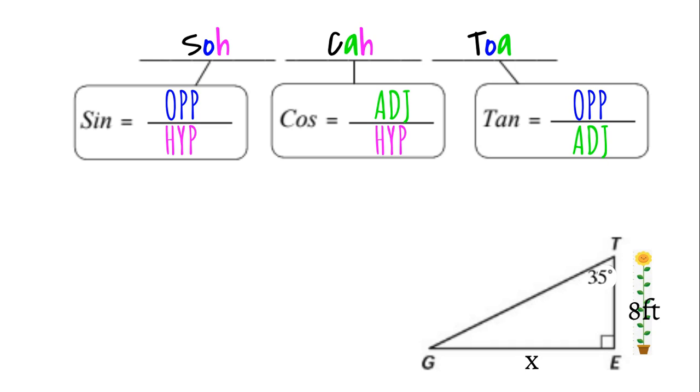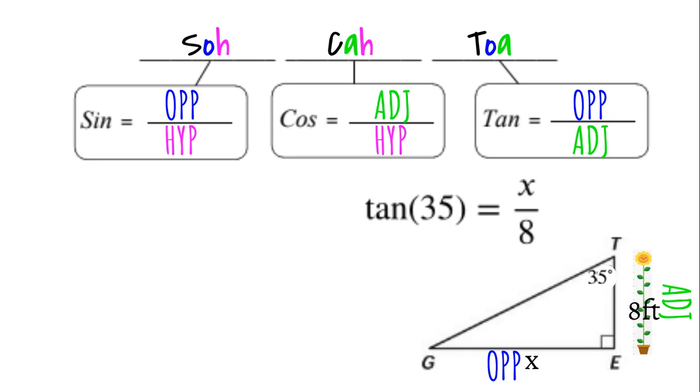The hypotenuse is always across from the 90-degree angle, and the sides that we have are x is opposite our theta, or 35 degrees, and the 8-foot side, TE, is adjacent or next to our angle. Now that we have our sides labeled, we can choose which trigonometric ratio we should use. We have the opposite side and the adjacent. The only trig ratio that has both of those sides in it is tangent.